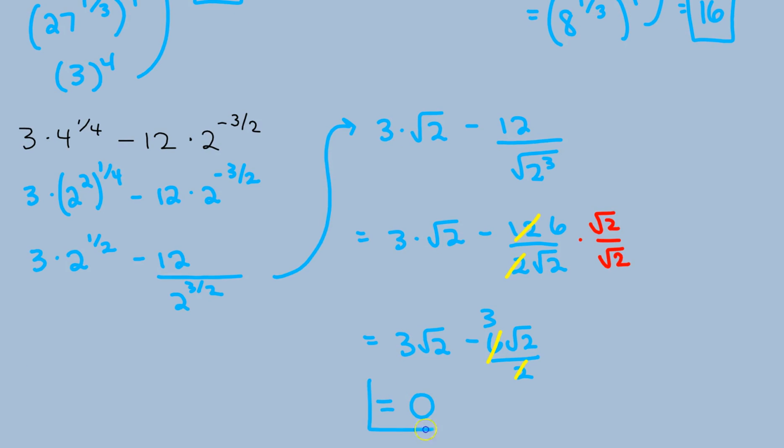We just had to persist and keep doing things. We did different kinds of things. Exponent rules, other exponent rules, change to a radical, rationalized denominator. All that led us to 0. All that for nothing.